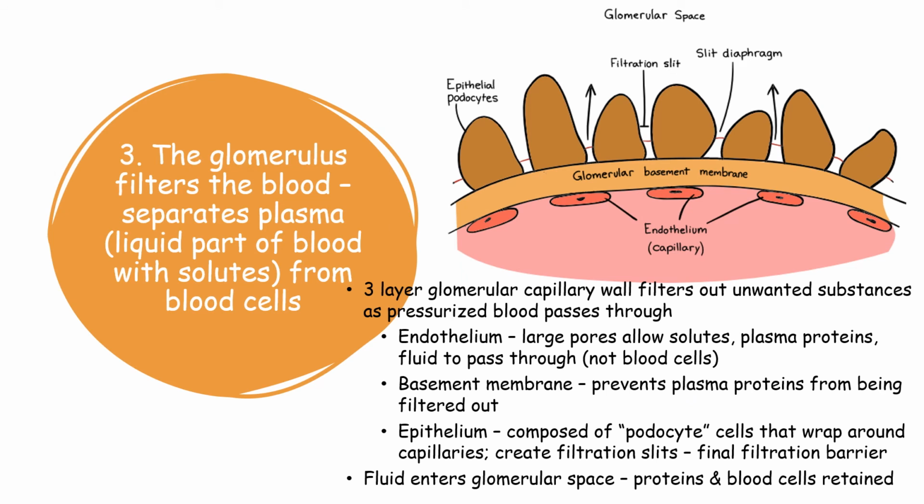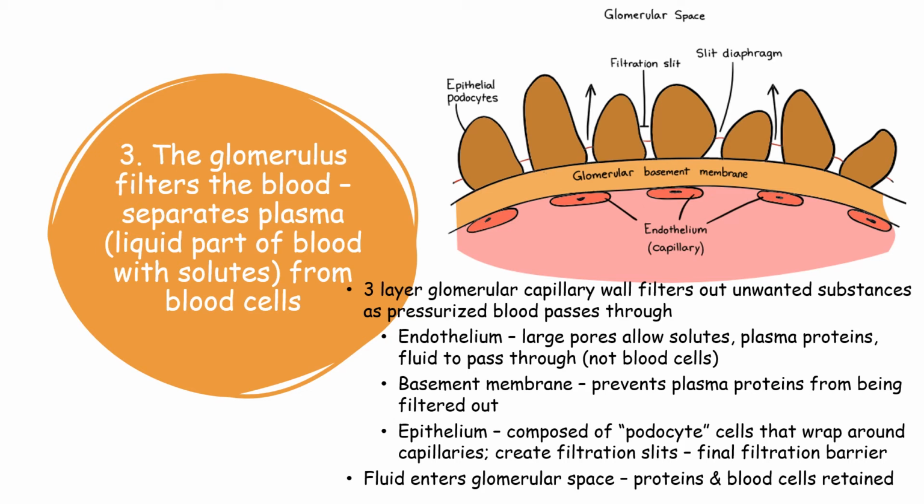Now, how does the glomerulus actually filter the blood? And when I say filter, I'm discussing separating the plasma from the blood cells, and that plasma is that liquid part that has the solutes we're trying to filter out. Now, inside the glomerulus, there are 3 layers of the wall of these capillaries. Remember, the glomerulus is a cluster of modified capillaries. The 3 layers are the endothelium, the basement membrane, and the epithelium.